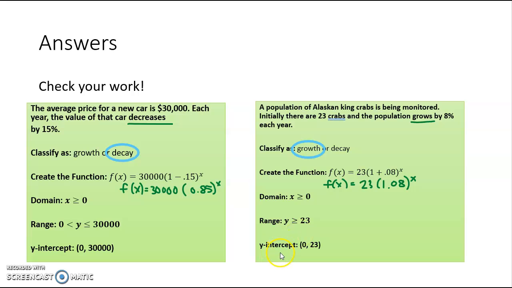The y-intercept for this problem will be the starting amount. After 0 years have gone by, there are 23 crabs in the population.